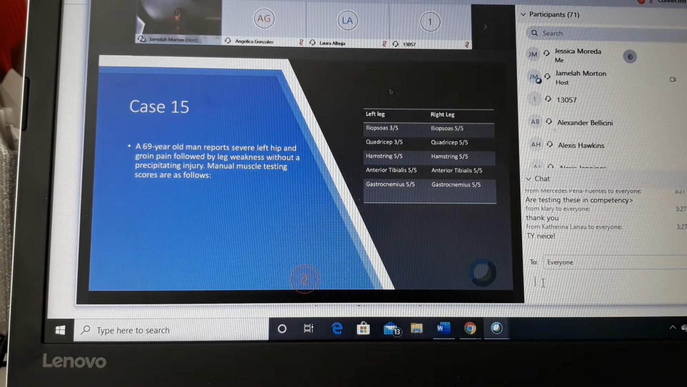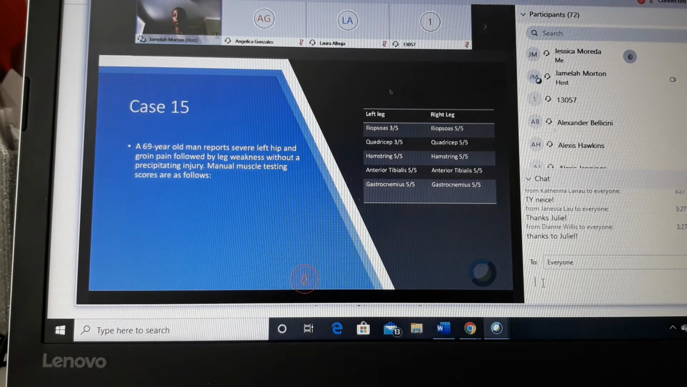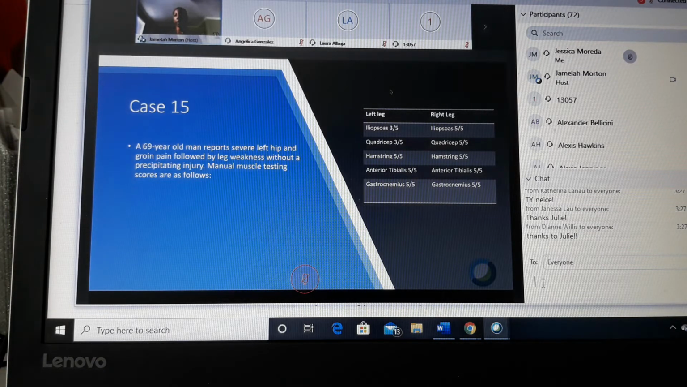A 69-year-old male reports severe left hip pain, groin pain, followed by left leg weakness without precipitating injury. Manual muscle testing shows scores. Iliopsoas is 3 out of 5. Quadricep is 3 out of 5. Hamstring is 5 out of 5. Anterior tibialis is 5 out of 5. Gastrocnemius is 5 out of 5 on the left. On the right, all muscle groups are 5 out of 5.